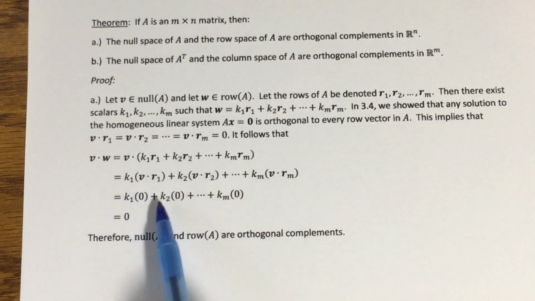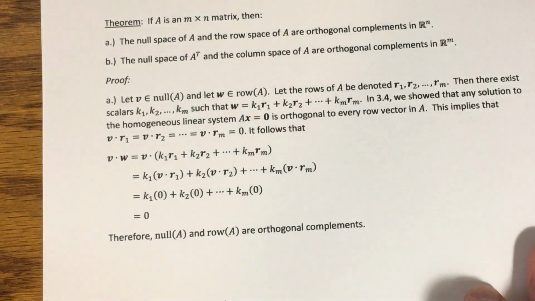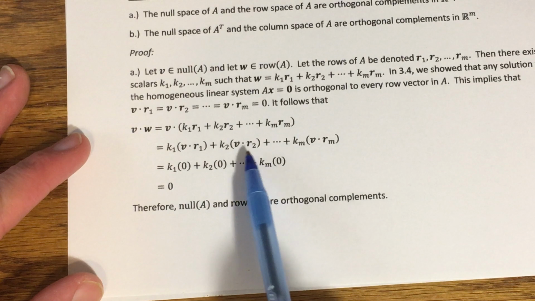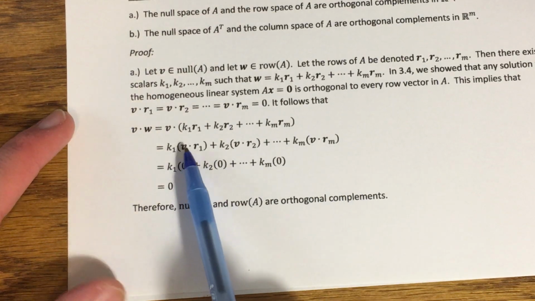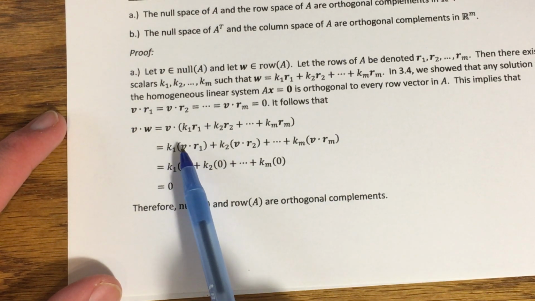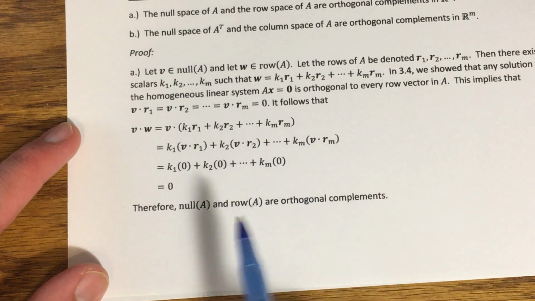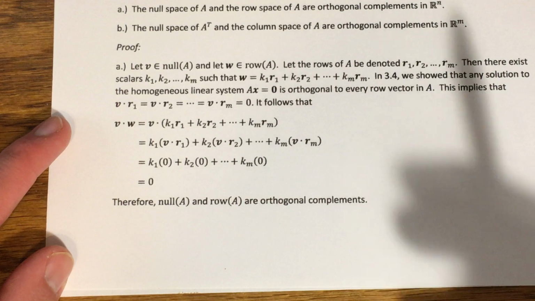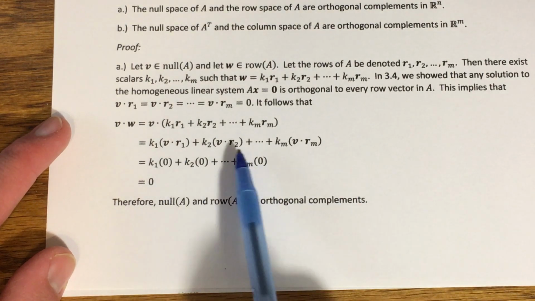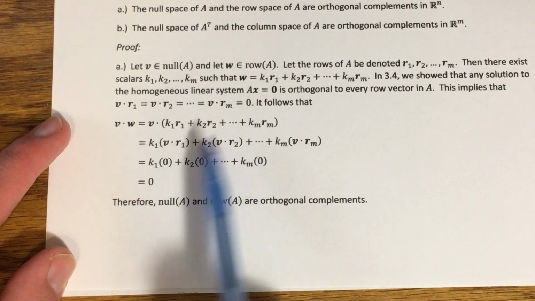So notice this becomes this down here. Now each of these dot products is a dot product of a vector from my null space with one of the rows of my original matrix A. And like we just said, those are all going to be orthogonal, V with any of the rows of A.